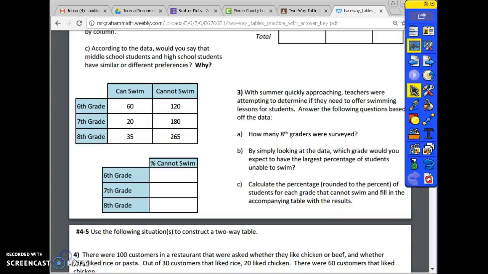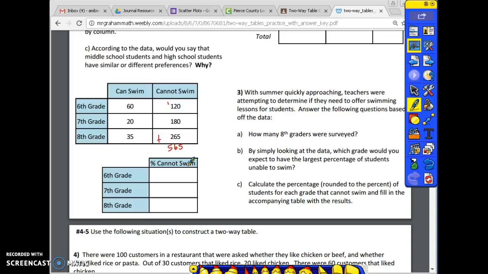Let's look at number 30. With summer quickly approaching, teachers were attempting to determine if they need to offer swimming lessons for students. Answer the following questions based on the data. So we're looking for a percentage that cannot swim. In order to do this, we need to see how many total we have that cannot swim. That's 120 plus 180 plus 265, which is 565 students that cannot swim.